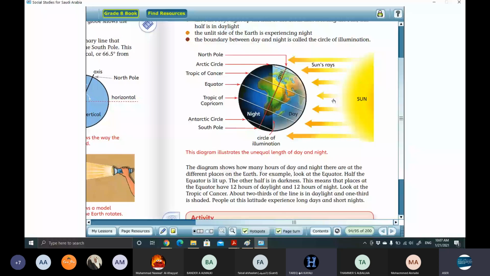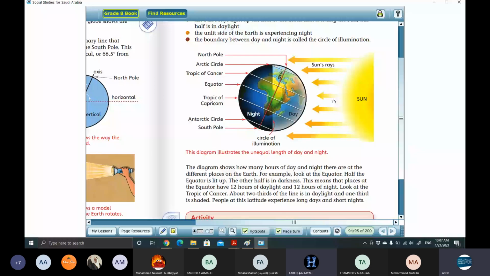For example, right now in Australia they have summer. Here we are in Saudi Arabia, in the northern hemisphere, so we have winter, but the people in the southern hemisphere have summer. So we have different seasons because of this. If we are in summer, we become closer to the sun, so that's summer, but other people will experience winter.